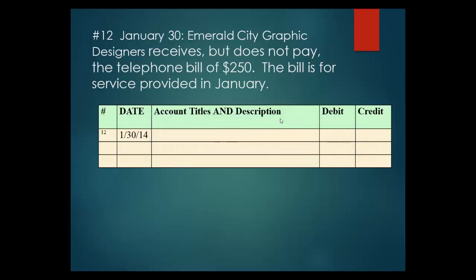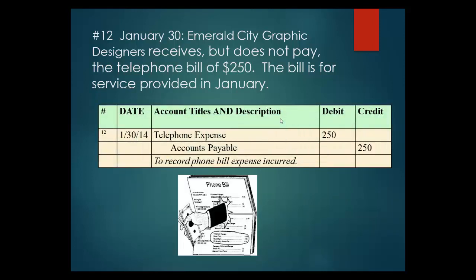Transaction 12. Emerald City Graphic Designers receives but does not pay the telephone bill of $250. The bill is for service provided in January. So we've received telephone service. We have not paid for it yet. Or we've used the telephone. We haven't paid for it yet. So that's a liability. Accounts payable, $250. And the charge is to telephone expense. We want to recognize the expense.